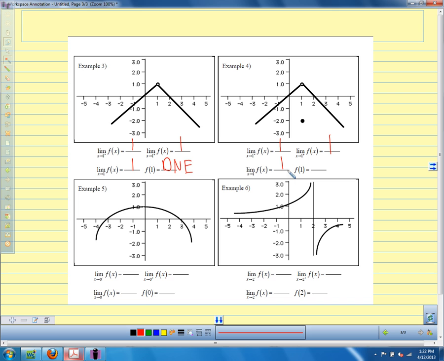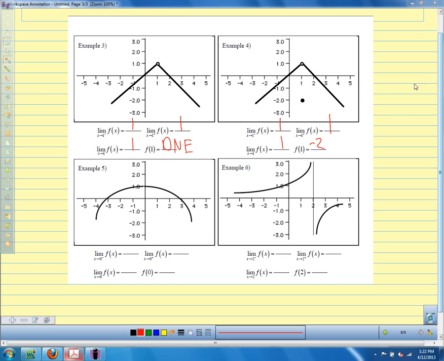What's the function value at x equals 1 for this particular function? David? I don't know. Where's the closed dot? -2. The graph tells us the function value at x equals 1 is -2. That's where my closed dot is. The limit and the function do not have to be the same. My limit is 1, but my function value is -2. Let's look at example 5.